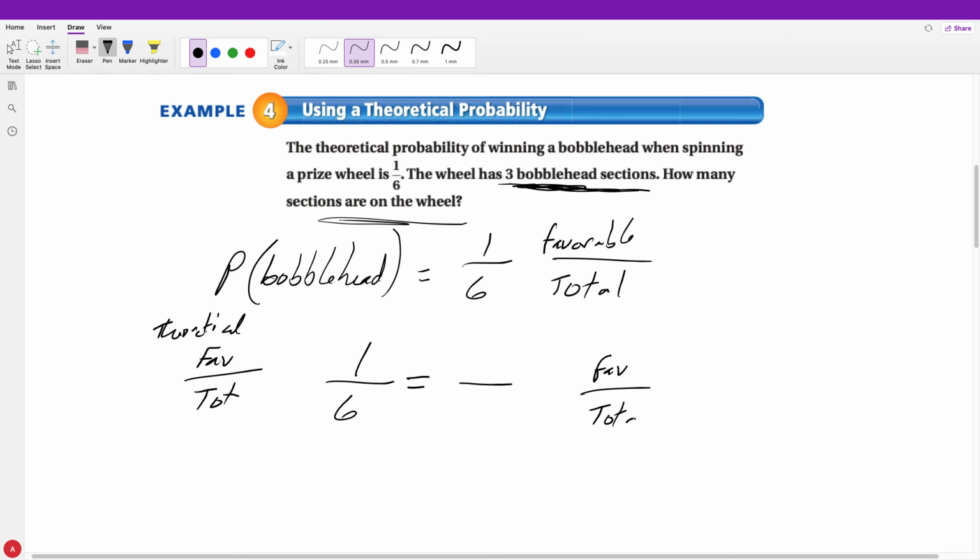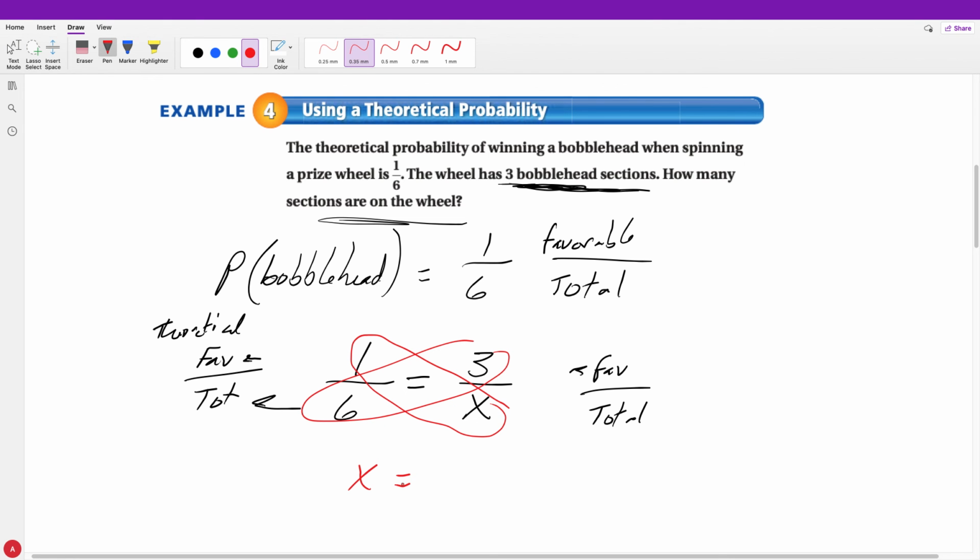So I still need to do favorable over total. And since we're dealing with bobbleheads and they tell us that there are 3 sections in this spinning wheel that are bobbleheads, I know that that's representing my numerator because it's my favorable outcome. And then we're trying to figure out, well, how many total sections on there? Well, our 6 represent our total sections. We don't know. So that's our unknown, which we can say is x. Now we can use our cross multiply to solve, and we get 1 times x, which is x, 6 times 3, which is 18. So that means that there's 18 total sections on there.